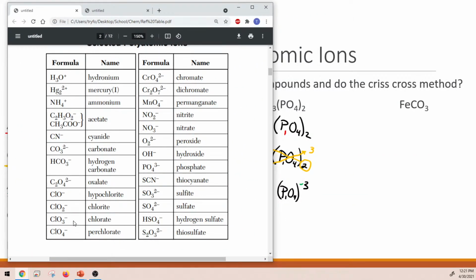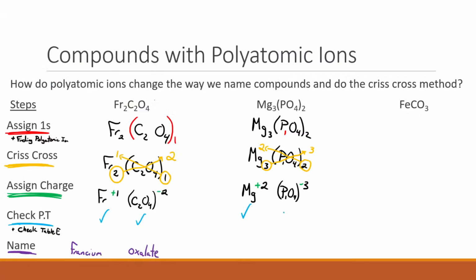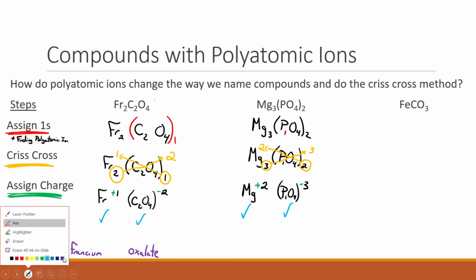We're going to look, and we're going to find it right here. PO4 has a charge of -3, so it matches what we put. And its name is phosphate, which we're going to note for our next step, which is naming. Both of these match the periodic table and table E.